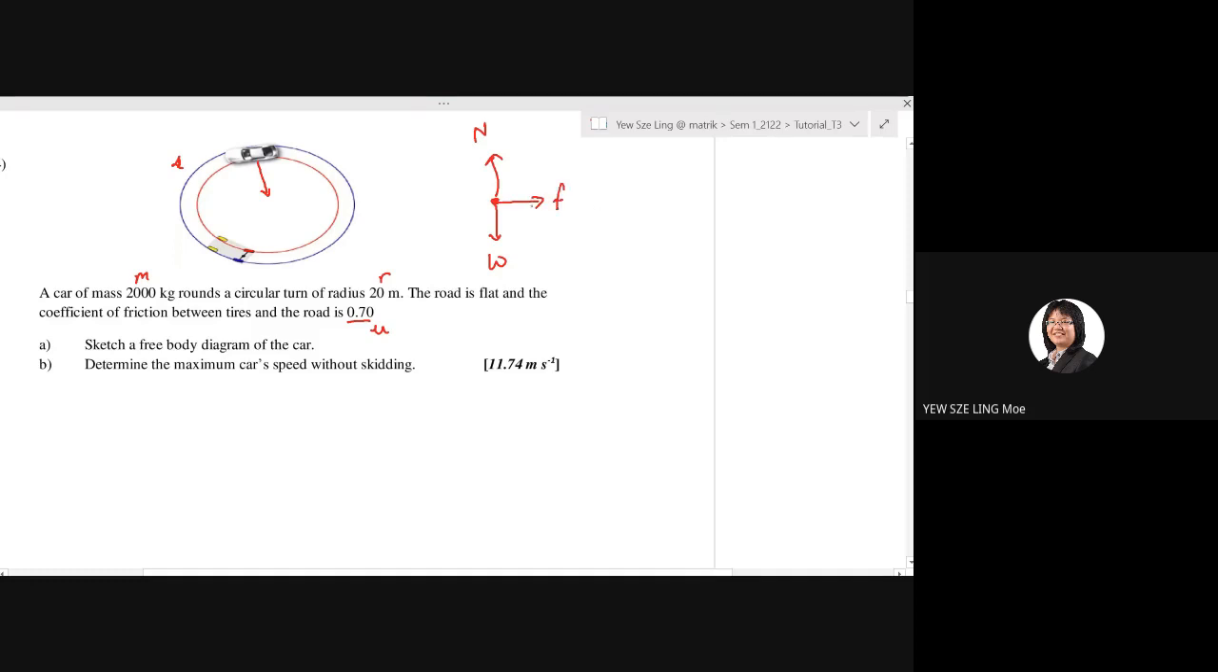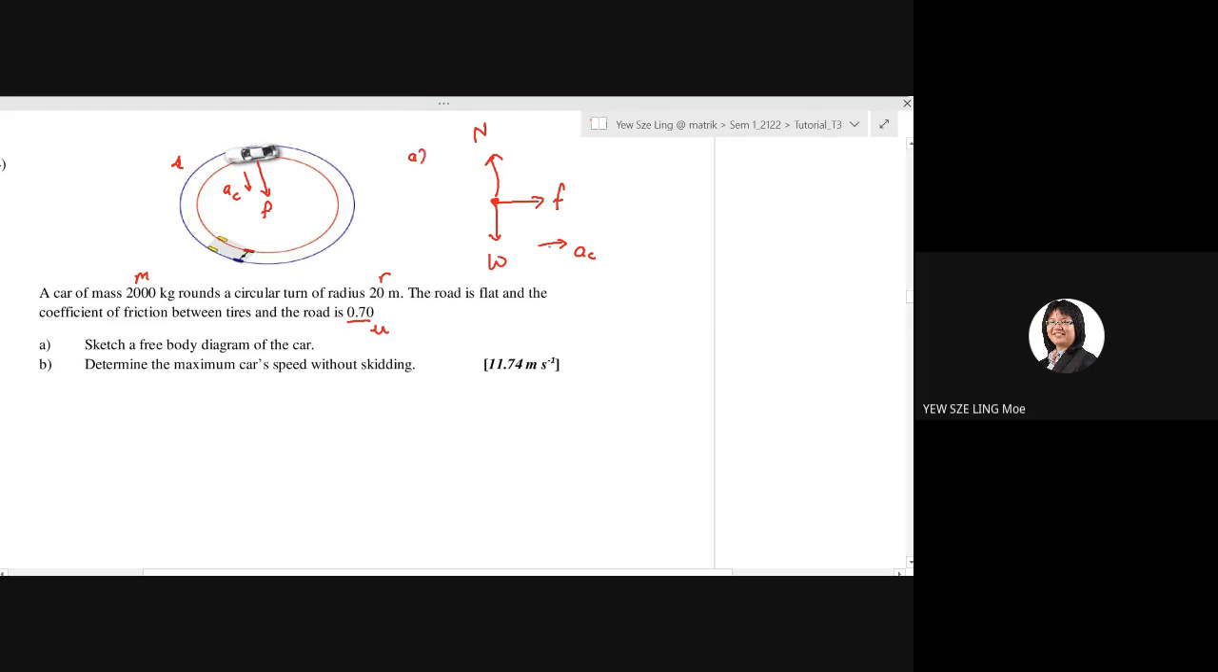Now, how do I know whether I got the correct diagram or not? Well, you just remember to put AC outside the diagram to show the examiner, to show the reader, that this frictional force is pointing in the direction of AC. It is in the same direction as your AC. So you have F going towards the center, and AC is also going towards the center. So that is the answer for question A.